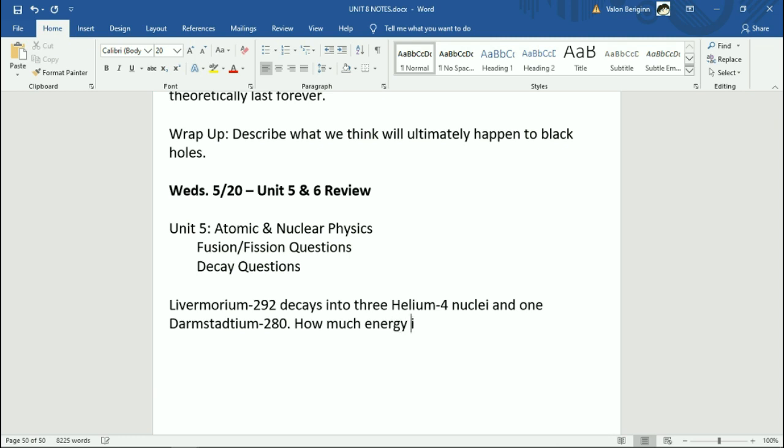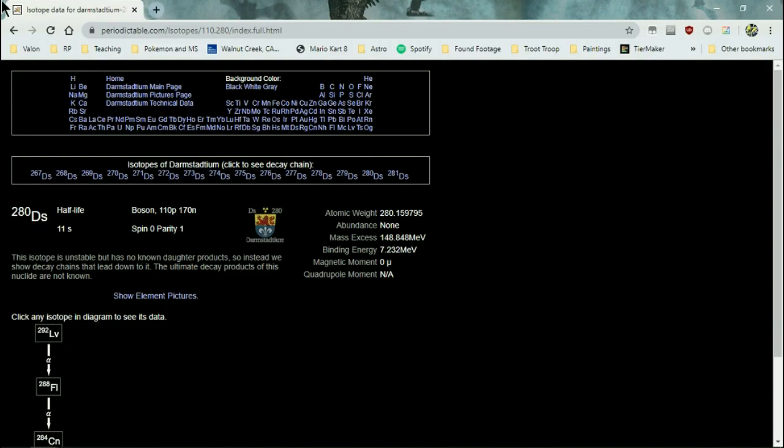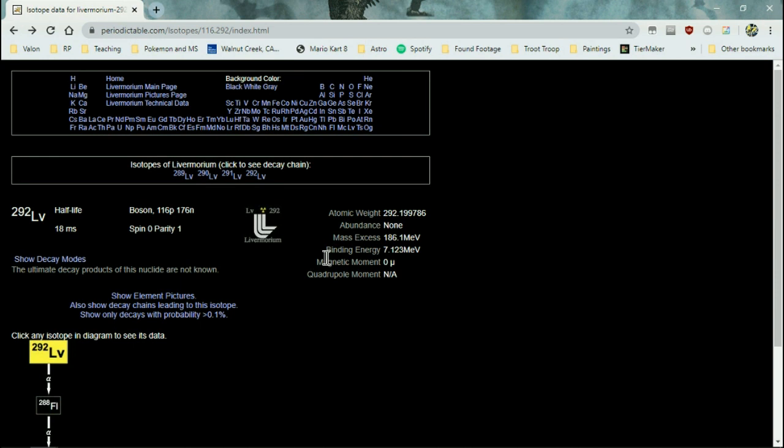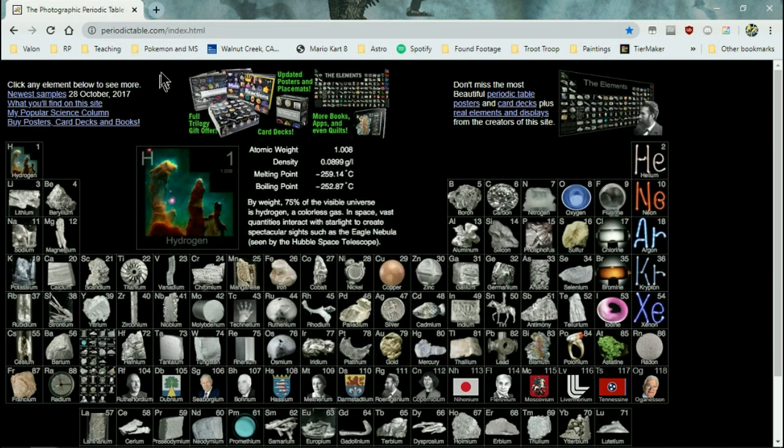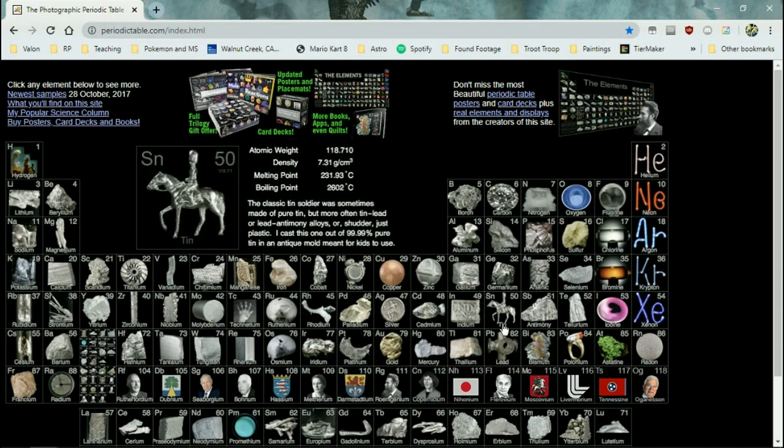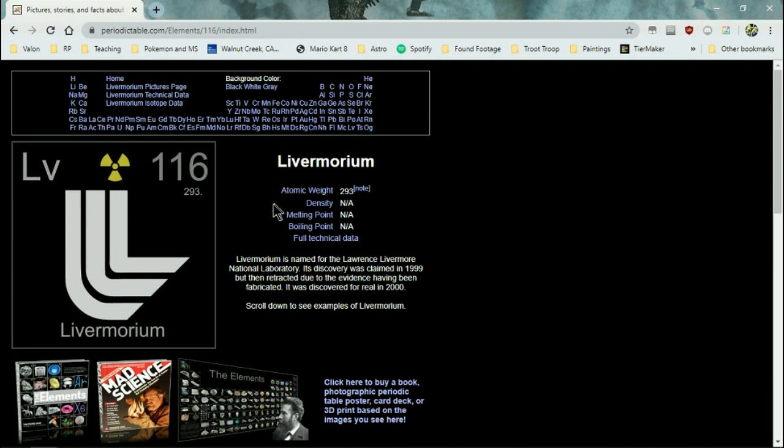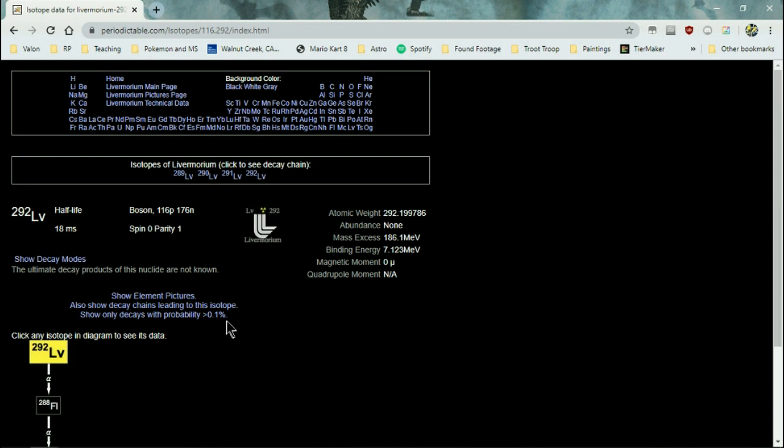How much energy is released? So, what we do is we can look up the mass values for each of these nuclei. So, let's go back to the livermorium. For livermorium 292, we have here atomic weight, but it's really mass. So that is the number that we want to use. You can use this website or you can use the Wikipedia article. It's periodictable.com, and you have your list of elements. From there, I went to livermorium, and you end up with a page like this. And then from here, you want to go up here. It should say isotope data, and that's where we go to get the numbers we want.